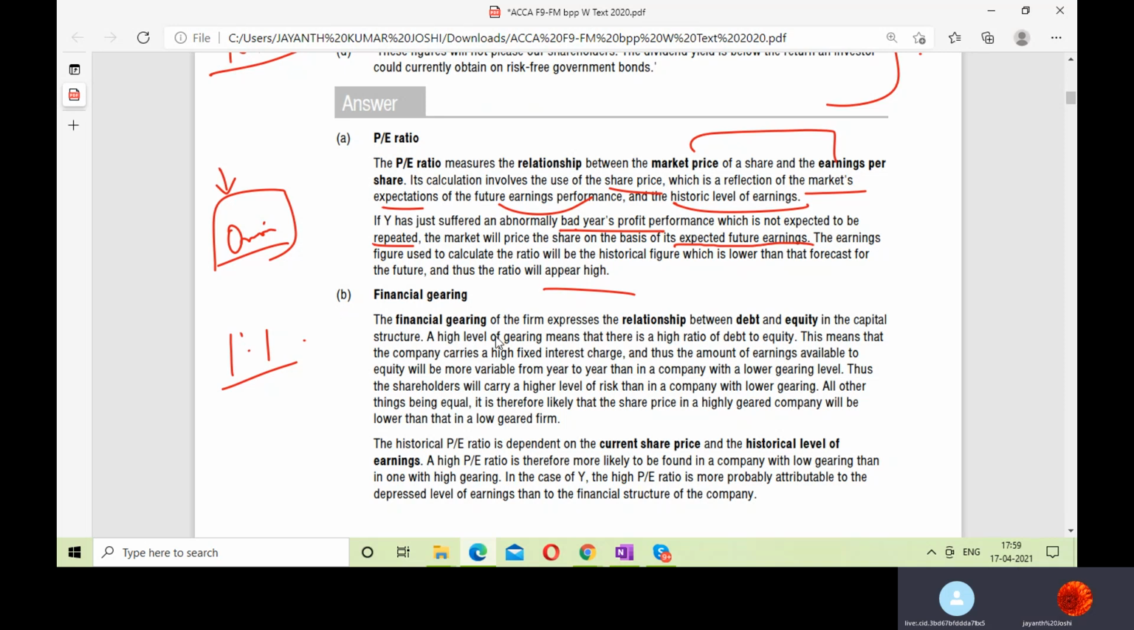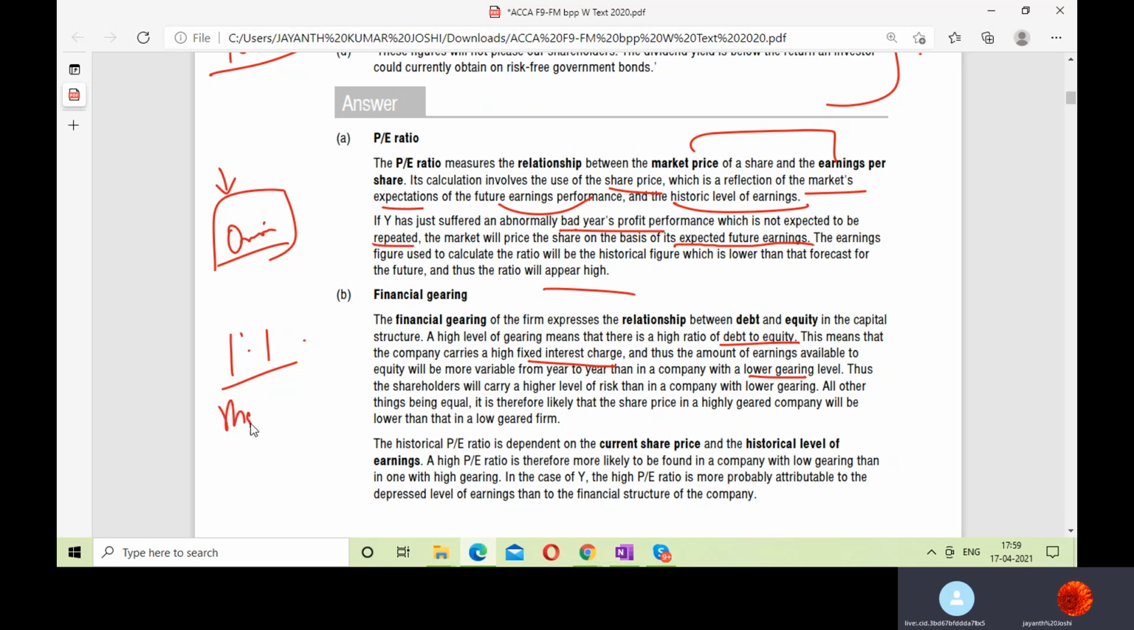So a high level of gearing means a high ratio of debt to equity. This means the company carries a high fixed interest charge. That will reduce their profits, and thus the amount of earnings available to equity will be more variable, because you have to pay high interest when compared to a lowly geared company. Thus the shareholders will carry a higher level of risk in a highly geared company than in a lowly geared company. Correct? Yeah.